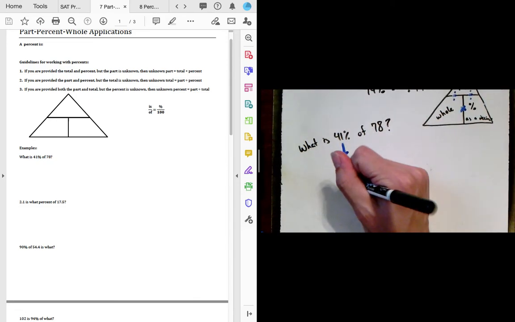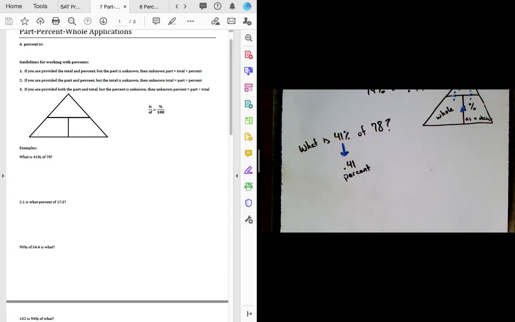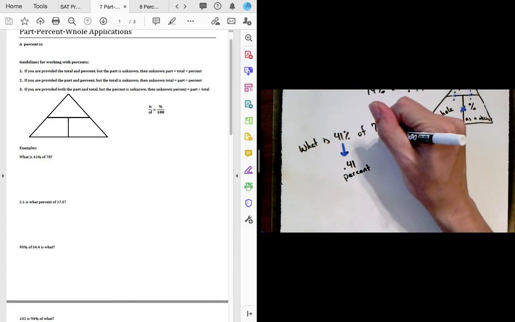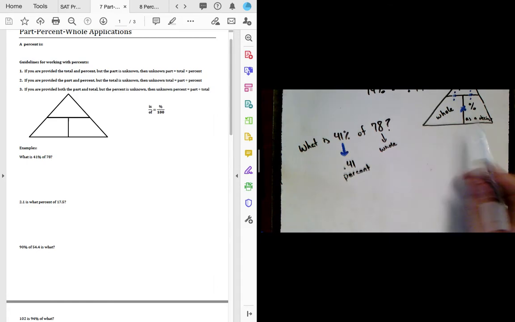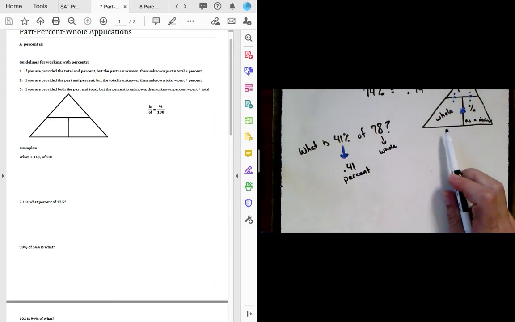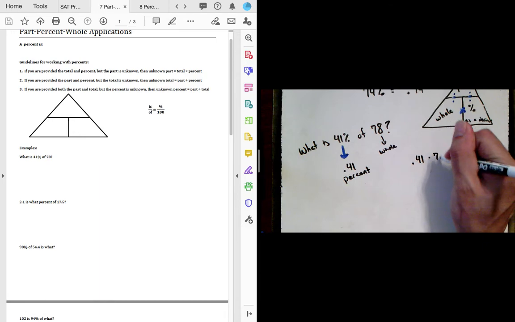We know that the 0.41 is our percent. And then we'll ask this question one more time to figure out what 78 is. They're asking what is 41% of 78. So "of 78" means it's the total. It's the whole. What we're looking for is that smaller portion. We're looking for the part. So this is the whole, and we don't know what the part is. We go and reference our triangle here. We know whole and we know percent, and so it's just a straight multiplication. We're going to do 0.41 times 78.